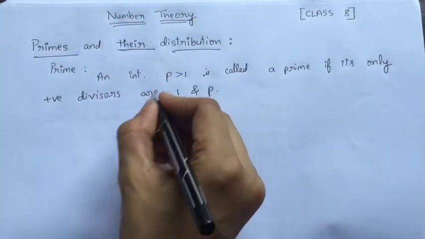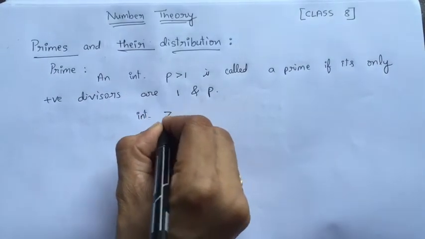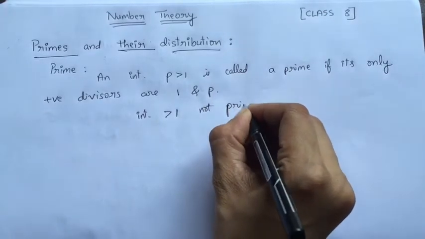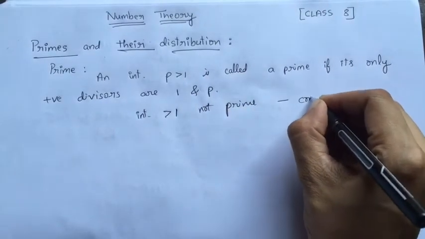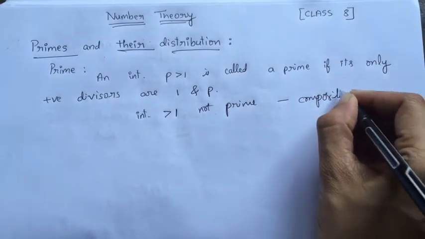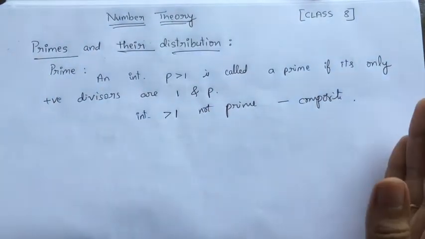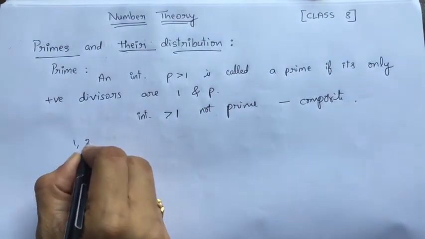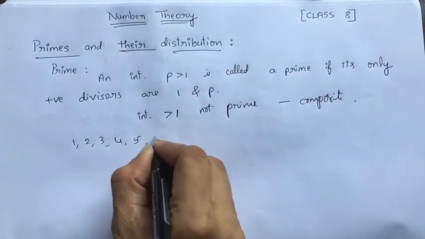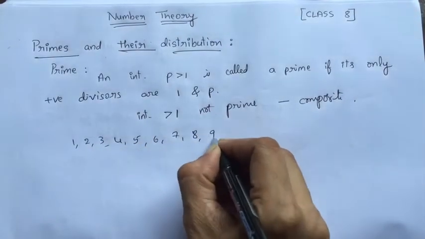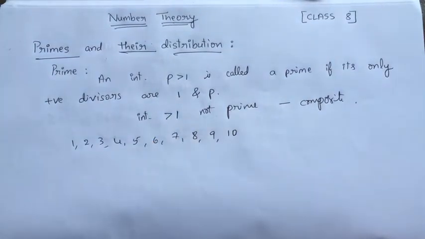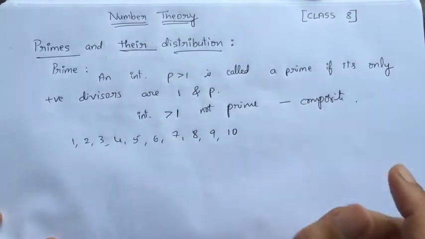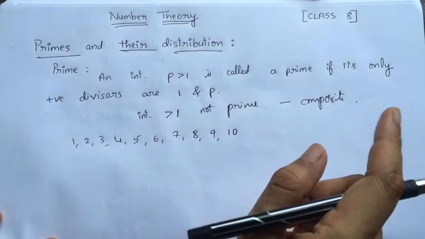Any integer greater than 1 which is not prime is called a composite number, or simply composite. If I consider the first 10 integers, 1, 2, 3, 4, 5, 6, 7, 8, 9, 10, among these, I consider the integers which have divisors as only itself and 1.